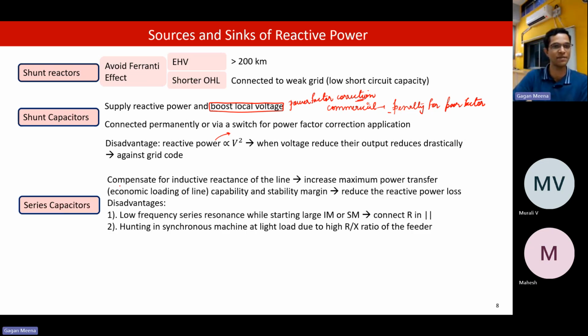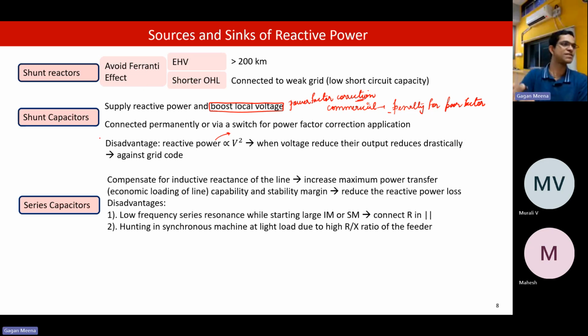Then series capacitors are connected in between the transmission lines. One line can be broken into two lines, and in between, a series capacitor is connected. This is done within a substation. We need a substation there if we want to connect a series capacitor in a transmission line.